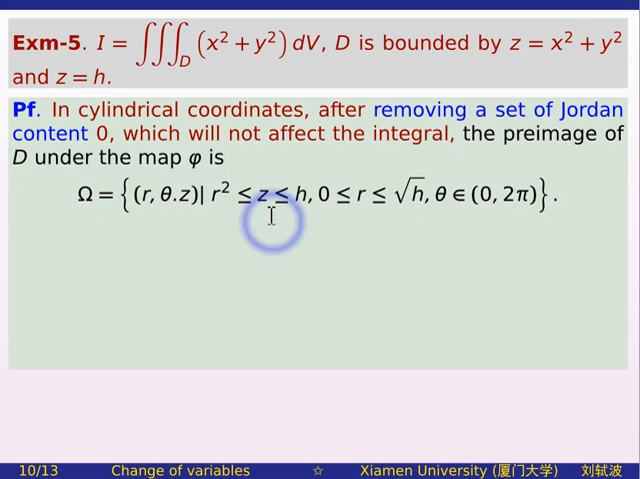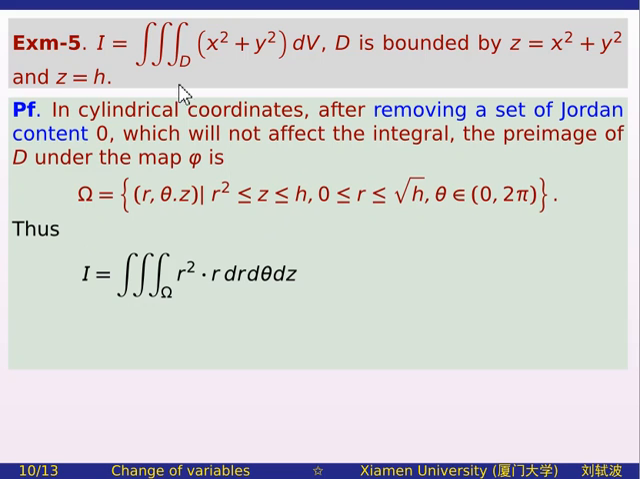Okay, and so our integral is over D of this function. So using the change of variable formulas, we can rewrite this integral into a new integral over the new domain, the omega. Here the integrand is x squared plus y squared. This is r squared. And the Jacobian determinant is r for the cylindrical coordinates. So this integral becomes this integral over omega.